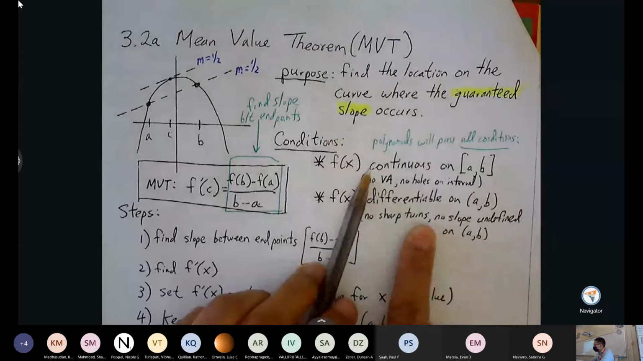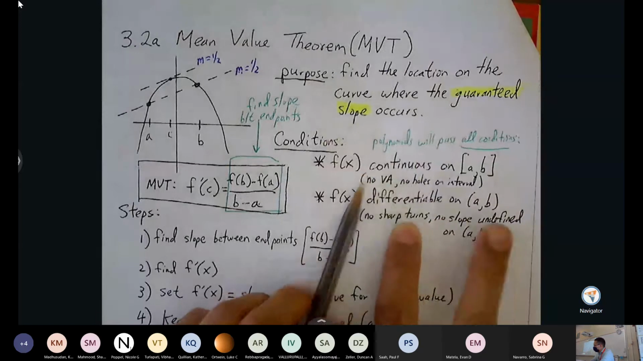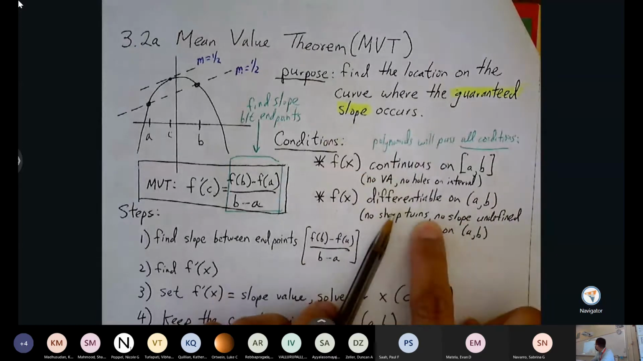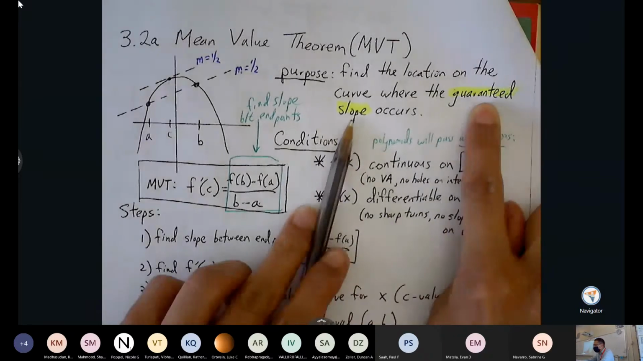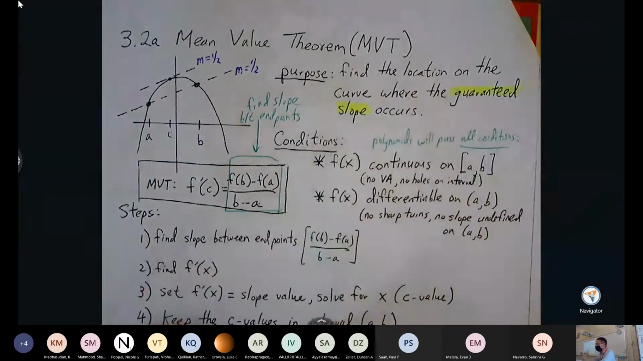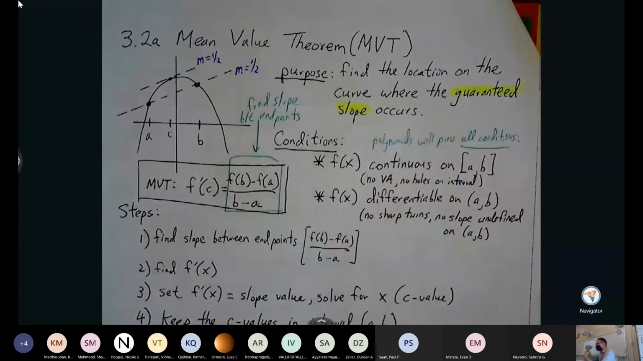But the conditions are a little more involved. Okay. Here we do need a smooth curve. We can't have any sharp turns because if we're trying to guarantee a slope, we have to make sure that our domain, our interval, is not going to have any sudden sharp turn, right?